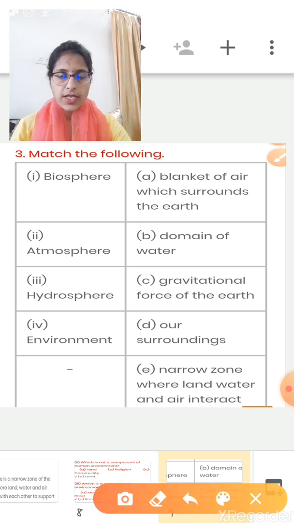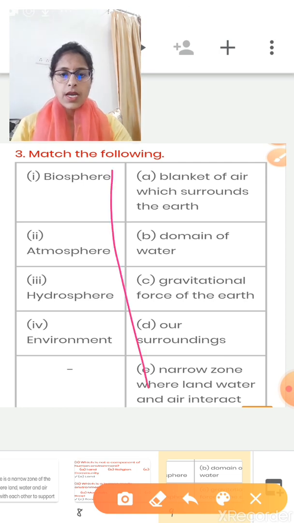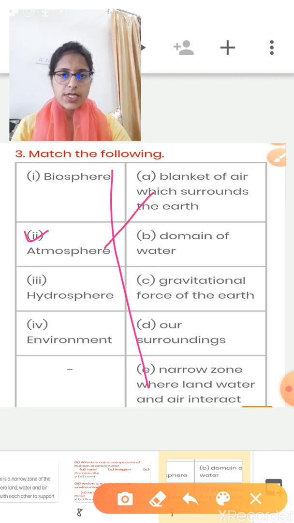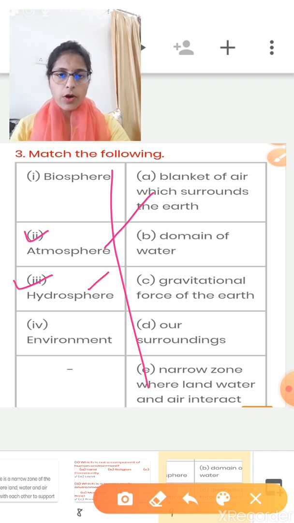So the first one is biosphere. What is the biosphere? Basically, the biosphere is a narrow zone where land, water and air interact. Right. Now the next one is the atmosphere. What is the atmosphere? The atmosphere is a blanket of air which surrounds the earth. Okay. Now the third is hydrosphere. Hydrosphere means water, the domain of water.